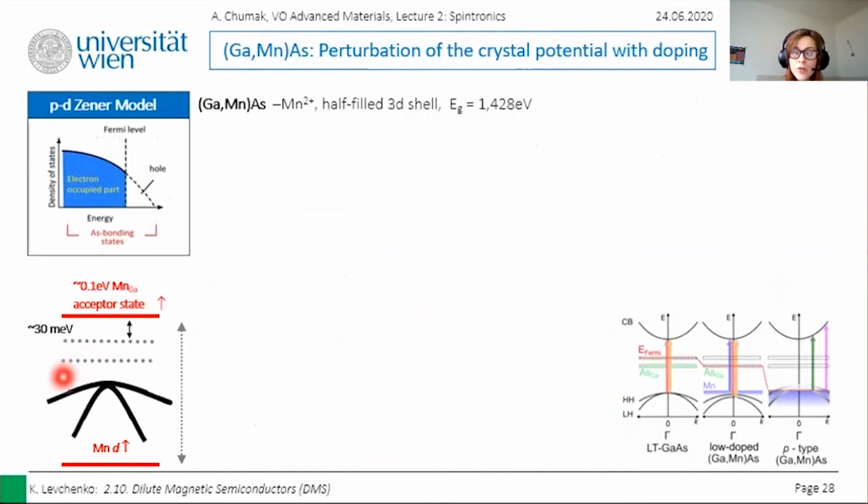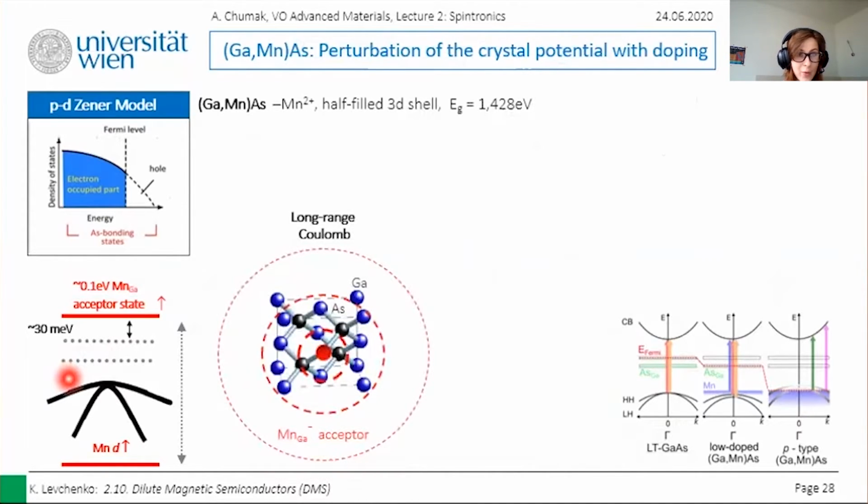So if we introduce a single manganese impurity, then we will observe three key components that will perturb our potential. First, it's a long-range Coulomb potential of a single acceptor in gallium arsenide. So this is our single acceptor, and it creates a bound state at about 30 millielectron volts above the valence band of the host semiconductor.